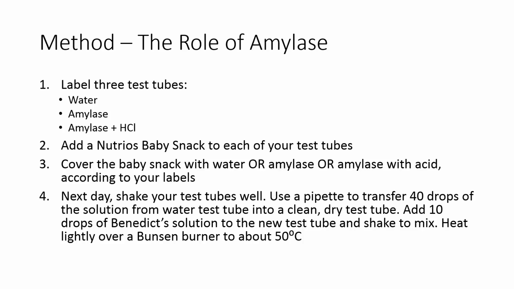Add 10 drops of Benedict's solution to that new test tube and shake to mix. Then heat very lightly over a Bunsen burner. I say very lightly. You only need this reaction to be heated to about 50 degrees. So there's no point cranking it up onto that blue heating flame and leaving it there for 2 minutes. You're just going to boil off all your solution. The mixture only needs to go to about 50 degrees. So it needs to be warm, maybe even hot, but not boiling. A long, long way from boiling.